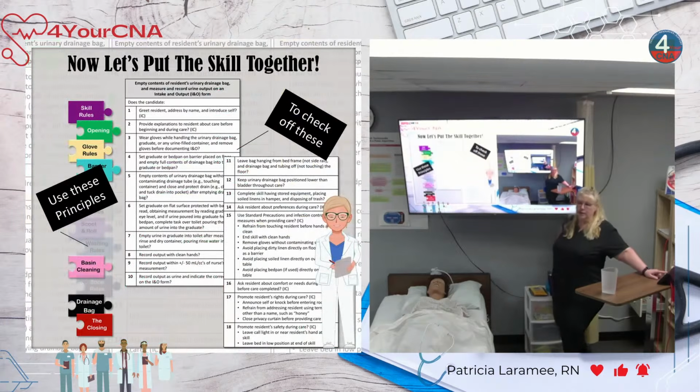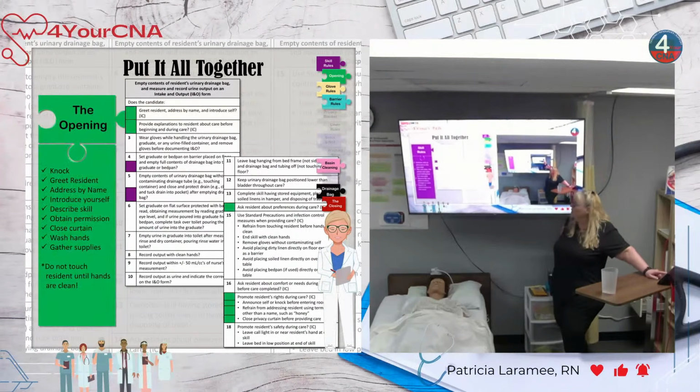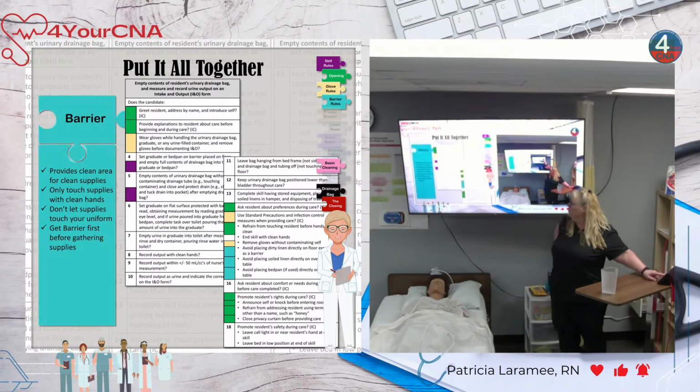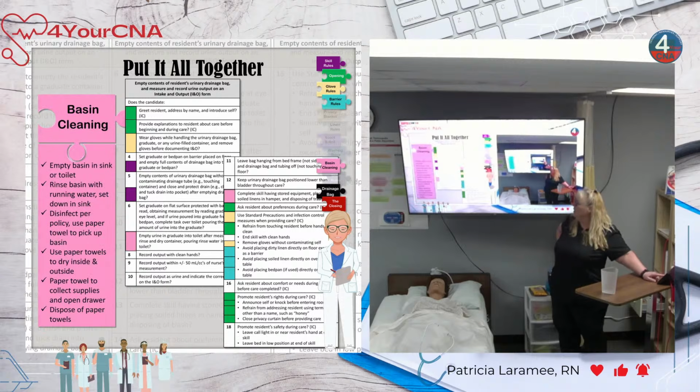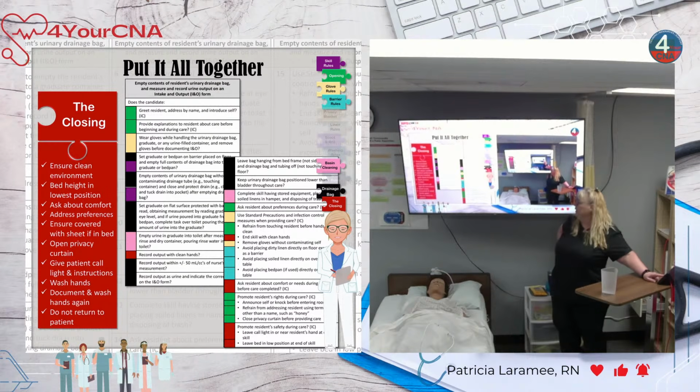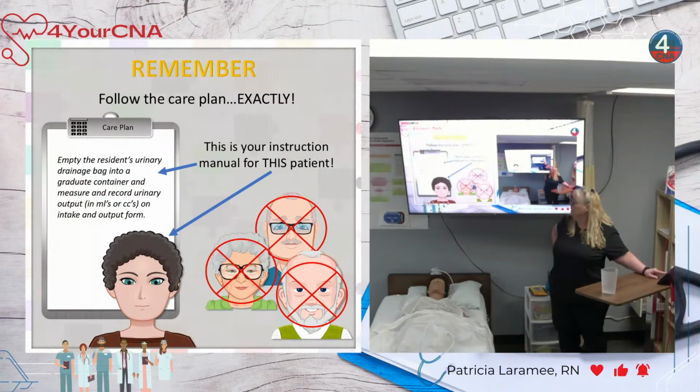Good? Let's see how we're going to check all this off. This is our checklist. We're going to do our opening or read our care plan, do our opening. We're going to wear gloves because it's urine. We need a barrier on the floor. We're going to clean our basin the way we clean everything else. And we're going to do our skills-specific steps, following up with the closing at the end. This care plan is only for this patient, nobody else. Every care plan will be different.